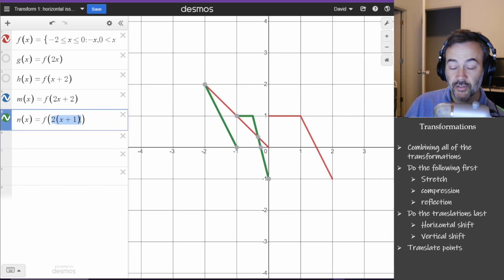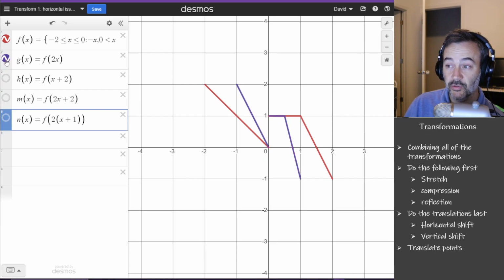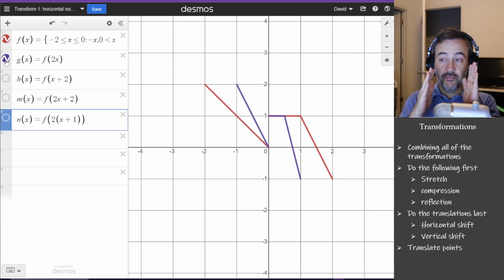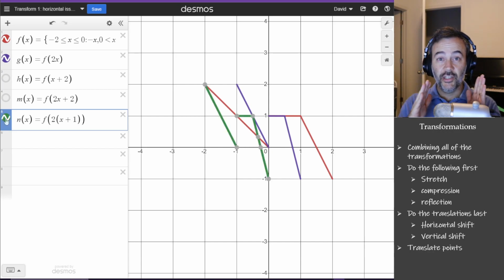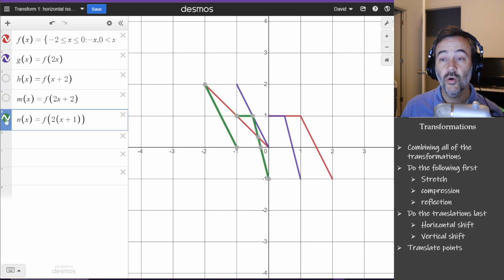When it's factored like this, you do the multiplier first when you're doing your transformations, and this is going to compress. It's going to squish it inward towards the y-axis, and this is going to translate it left by 1. It only goes 1 unit. So the b is 2, so that squishes it in by 1/2. This is a translation to the left by 1.